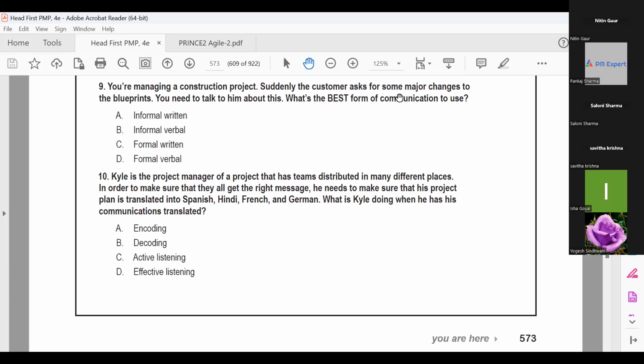The only thing is, you need to talk to him about this. That's why she said formal verbal. But ultimately, in this scenario, have everything written. Whenever you have changes, they should be written. Obviously, discussion will be there, but finally everything should be written. But it is asking for the communication channel, and he wants to talk only. So Yogesh says it should be verbal. What is the best form of communication to use in this scenario?